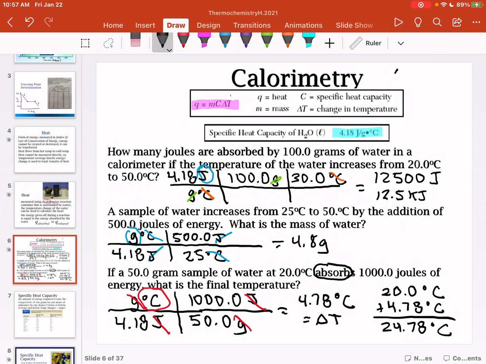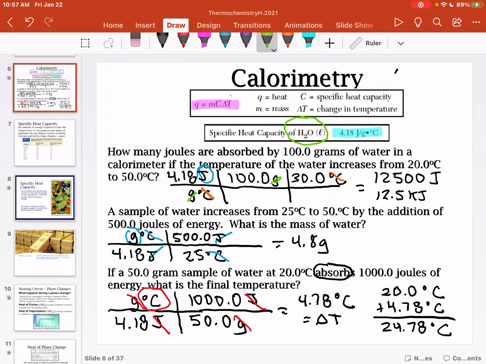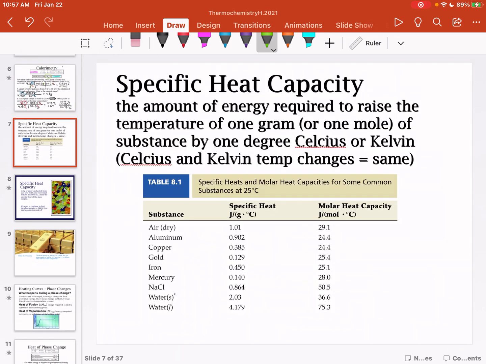So now let's take a look at specific heat capacity. What you might notice is that specific heat capacity in our reference tables, it's very specific for liquid water. Well, guess what? Specific heat capacity is something that is a constant for each individual substance known to man. So it would be something that we would have to look up in a reference table if it were not liquid water. So you can see that the specific heat capacities vary.